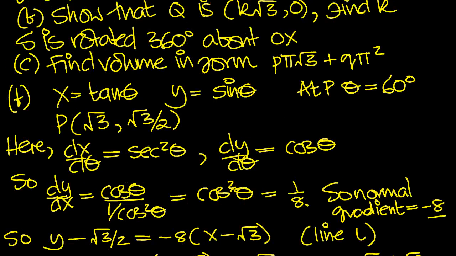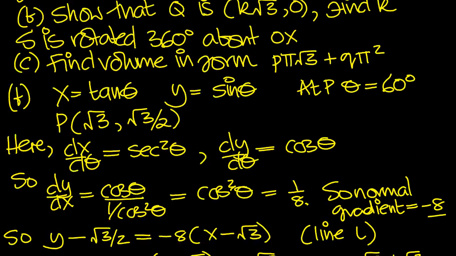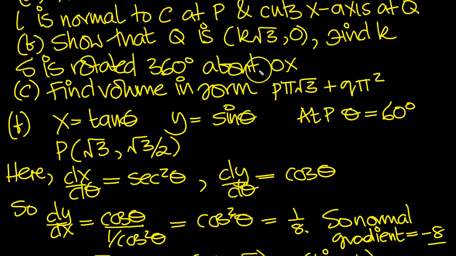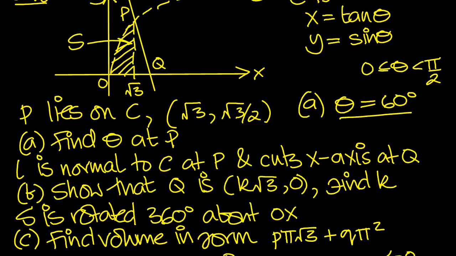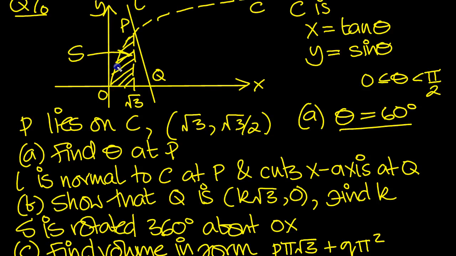Now we need to turn our attention to part C. Here S is rotated 360 degrees about OX. So let's look at the diagram. Remind ourselves that when we rotate this around, we're going to generate a cylinder. This cylinder is going to look like this. All these cylinder slices: the volume of this tiny cylinder will be pi r squared, the radius, which is pi y squared, times the thickness, which is delta x. So we need to sum all these cylinders between 0 and root 3.